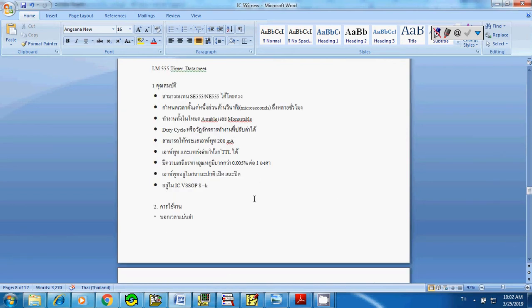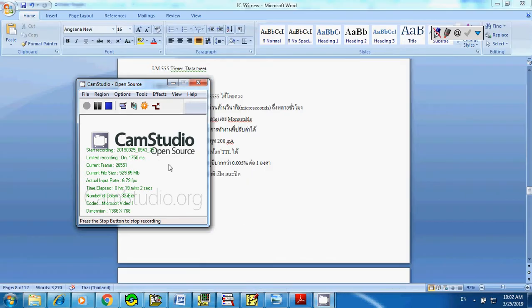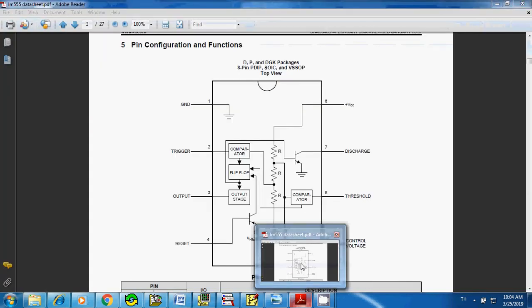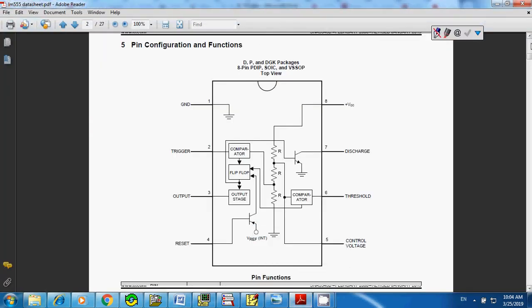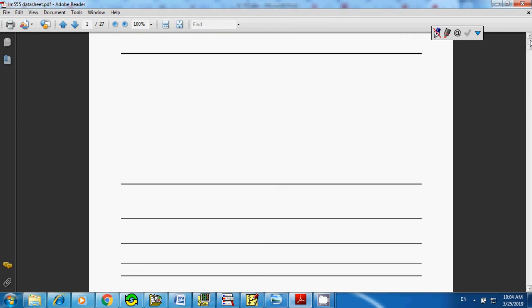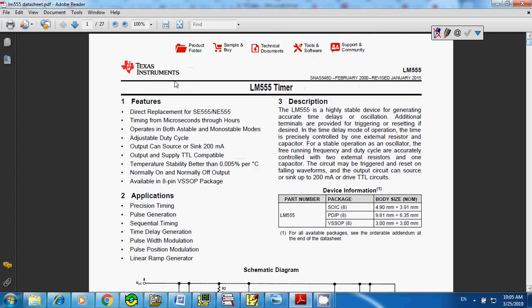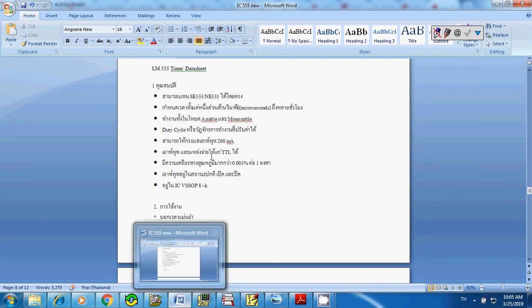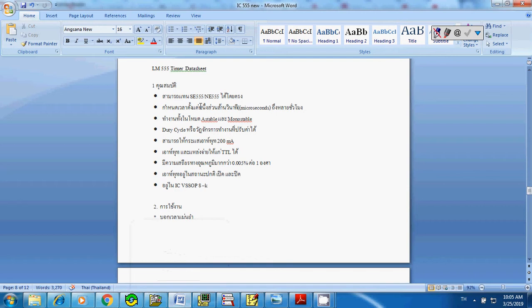Okay, here I will explain the data sheet. This is the LM555 timer data sheet that I got from TI, or Texas Instruments, downloaded from the net. And this is the features. It can directly replace the SE555 and NE555.